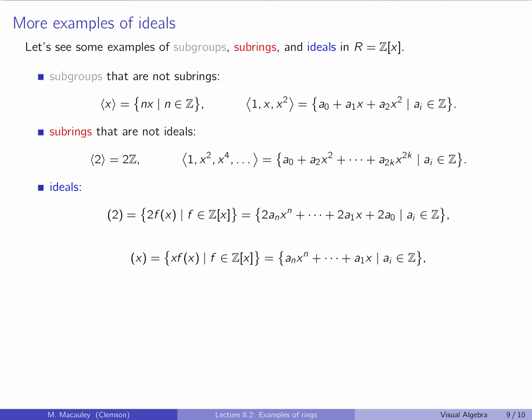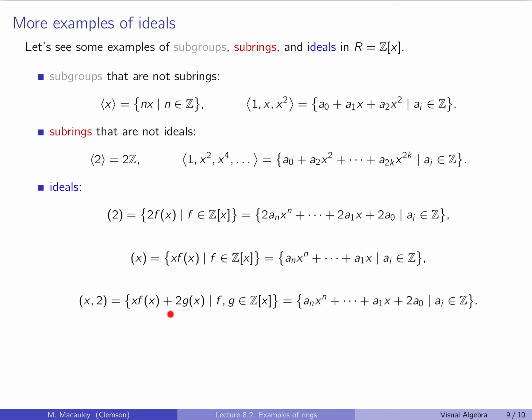X, similarly, generates an ideal, which is the set of all polynomials of the form x times f of x. And that is the set of all polynomials that has a 0 constant term. And finally, we can put these together and take all so-called linear combinations of x and 2, and that is polynomials of the form x times f of x plus 2 times g of x.